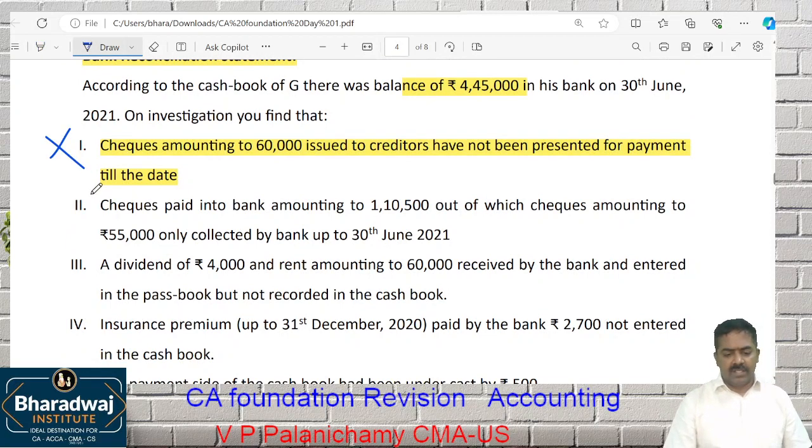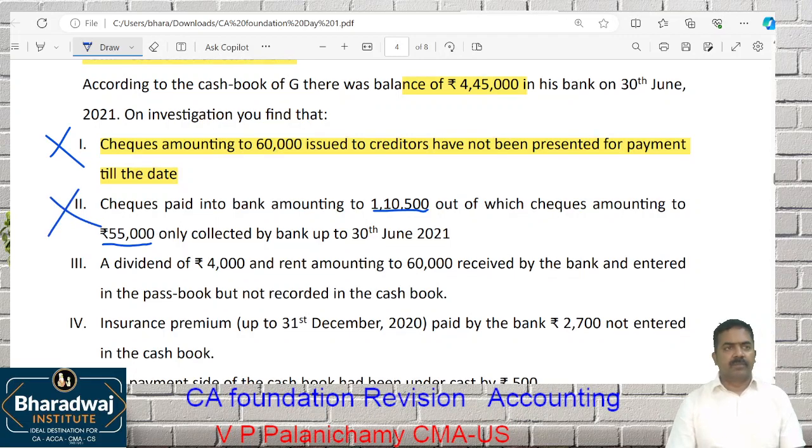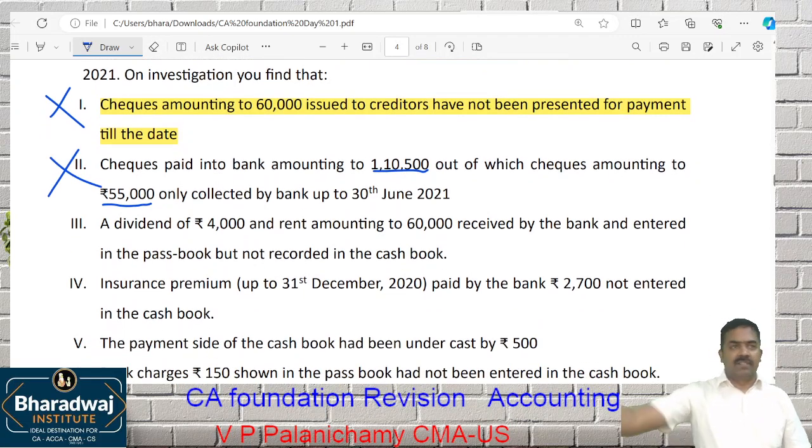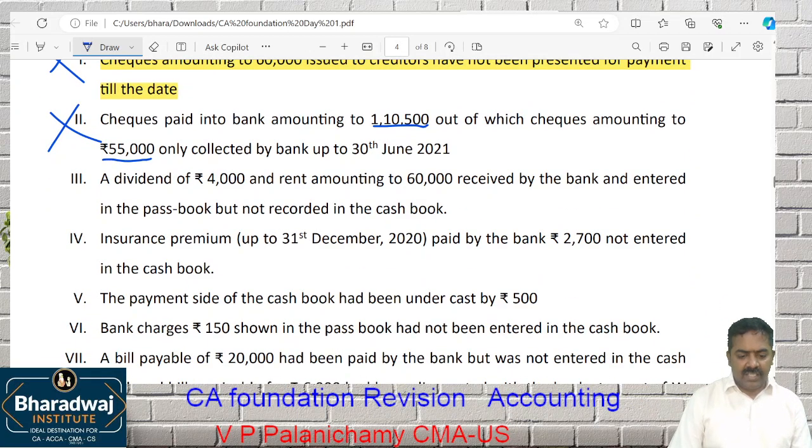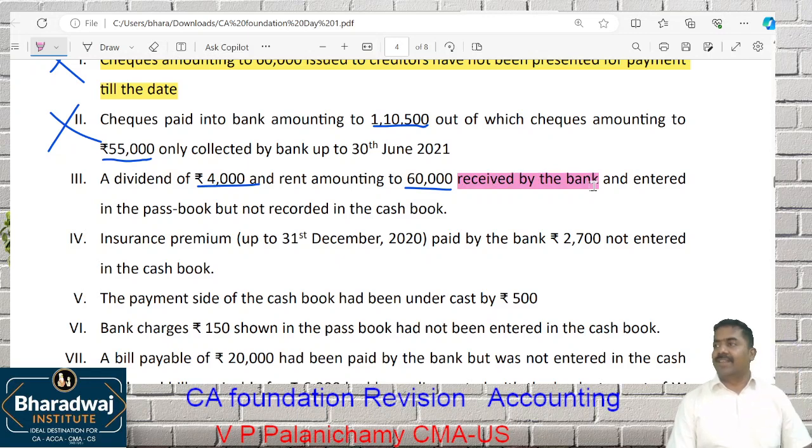Second paragraph. Checks paid into bank amounting to 10,500. In that only 5,500 was collected. Remaining is not collected. Will it affect your cash book? No. It will not affect the amended cash book because the money has not come into our bank account. Next. Dividend 4,000. Rent 60,000 received by the bank. Received by the bank means the transaction has already happened in the current year. Money inflow had taken place. So should we record this in the cash book?